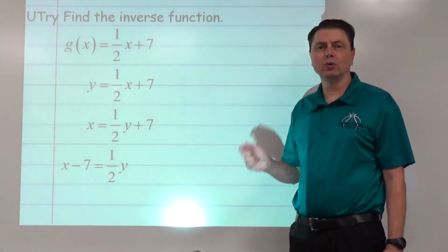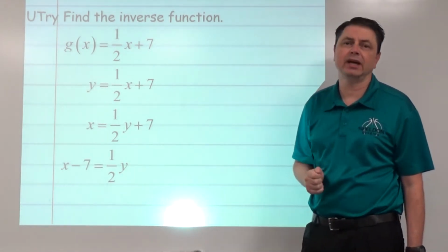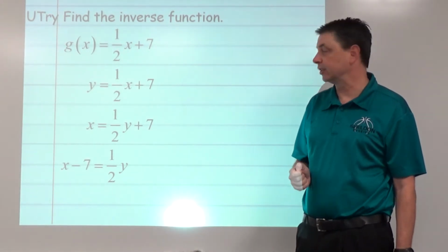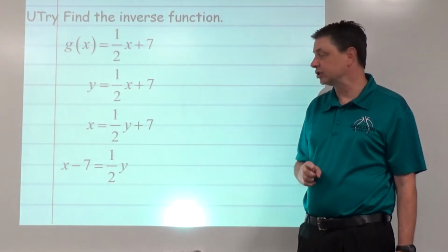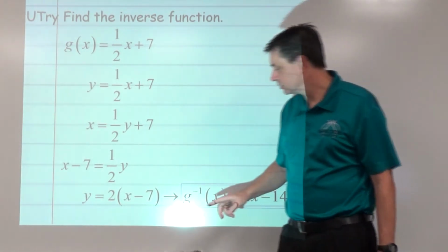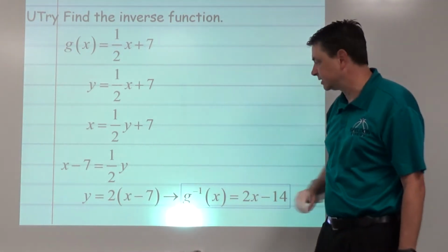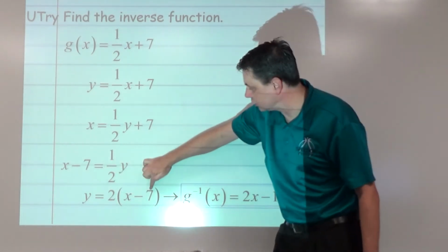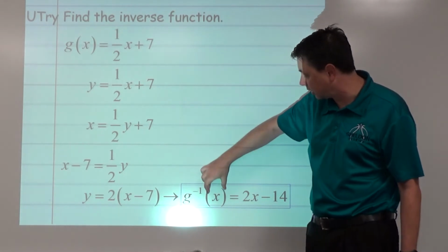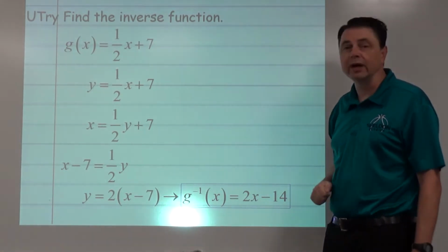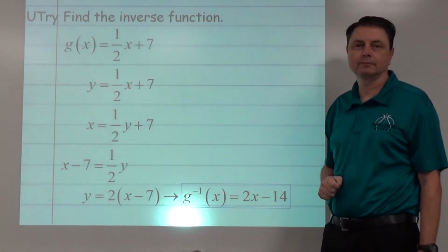Now to undo the 1/2, probably our best bet is to multiply both sides by the reciprocal. And on the left side, that is going to distribute. So 2 times x minus 7, as we distribute the 2, we're going to get g inverse of x is equal to 2x minus 14.